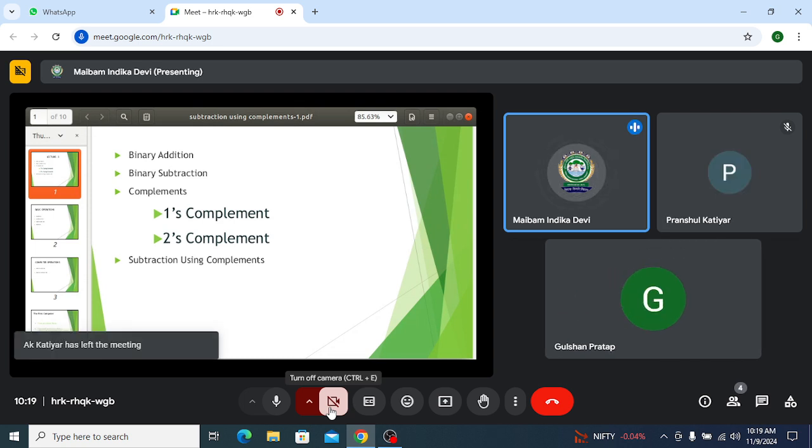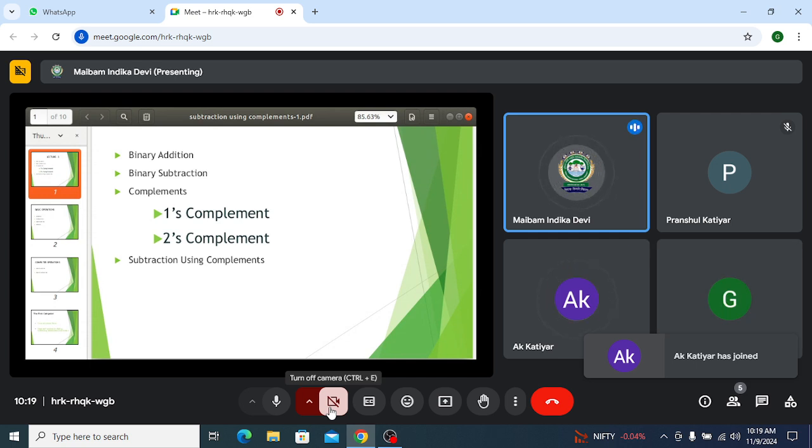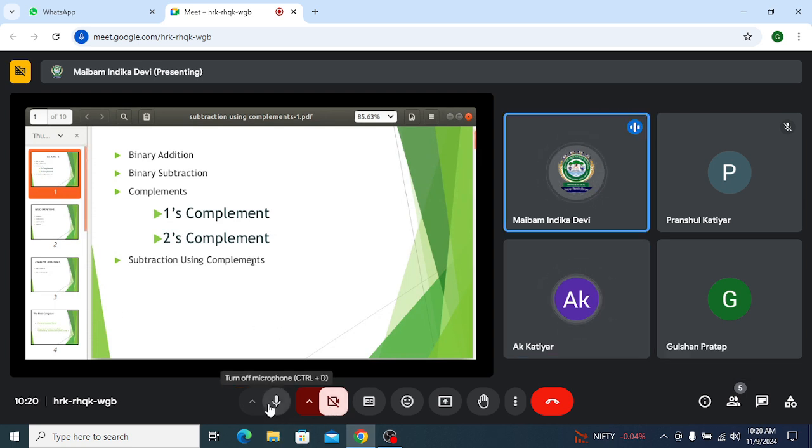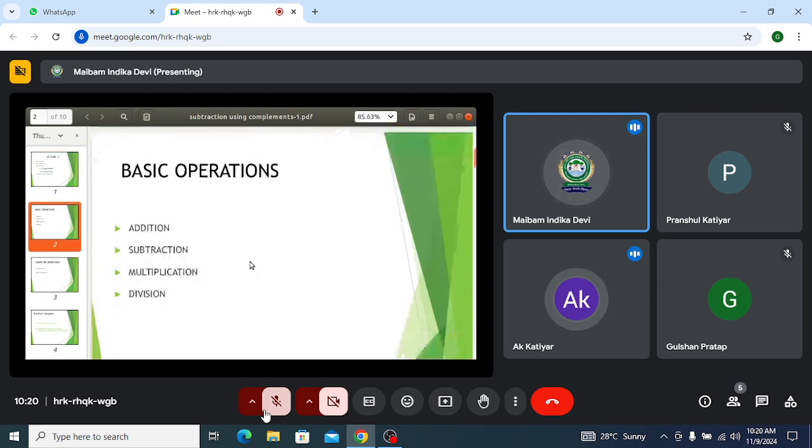Since the computer uses only binary numbers, the binary addition and binary subtraction are the two operations that are performed by the computer. Whether it be division or multiplication, there are multiple operations. Out of those, multiplication and division are also implemented through the use of binary addition and binary subtraction. So let's see how binary addition and binary subtraction are done with the use of complements, that is, subtraction using complements.